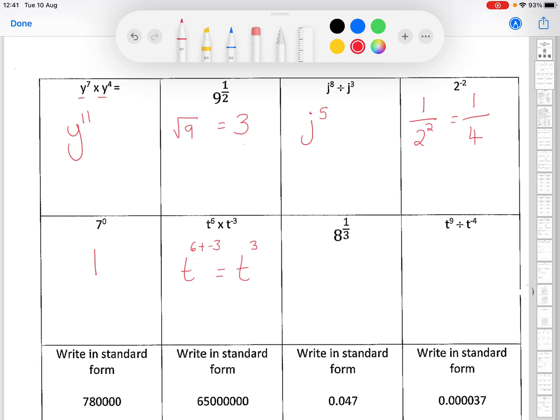Anything to the fraction is the root of it, but we've got a third here, so this is going to be the cube root of 8. Cube root of 8 is 2. Exactly the same when we've got powers. When we are dividing, we just subtract them. So this is going to be t to the power of 9 subtract minus 4. When we are subtracting minus 4, that turns into 9 add 4, which is 13.